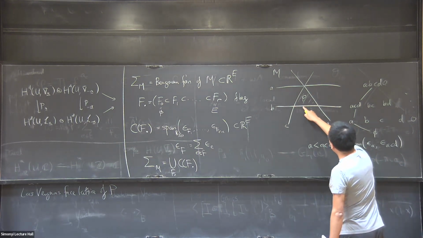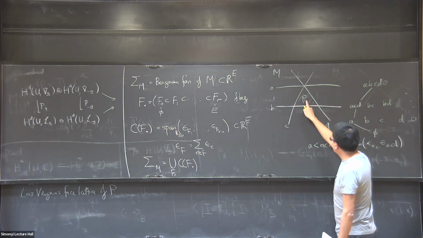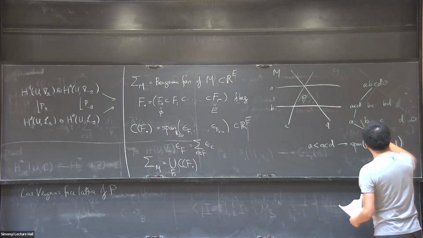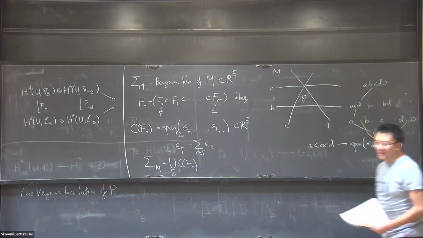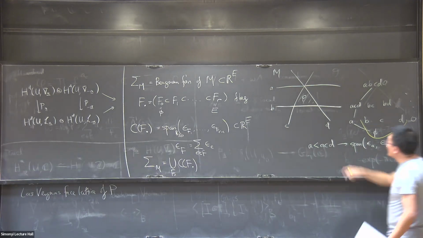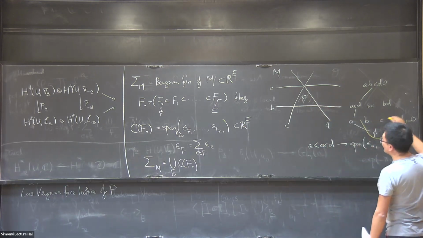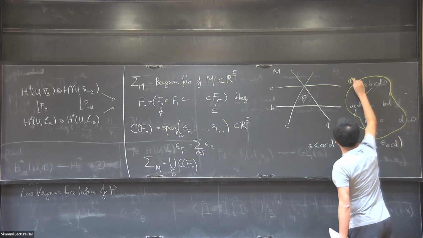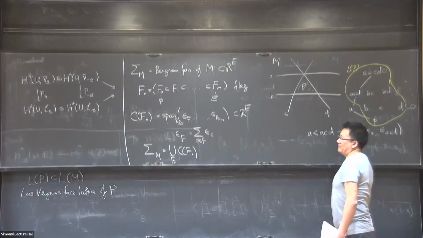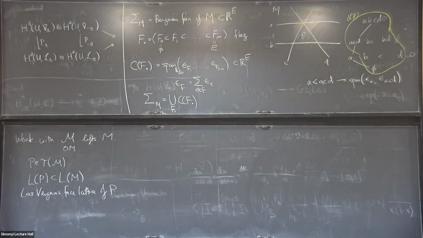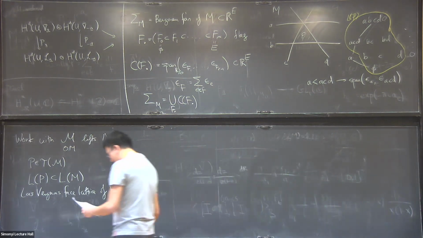So this line B is a face of P. This is in it, and so are C and D. But A is not a face of P: even though A touches the boundary of P, it is not a face of P. This point is a face of B, and so this is my L of P. Okay, so inside this lattice sits a smaller lattice, which depends on the choice of tope.